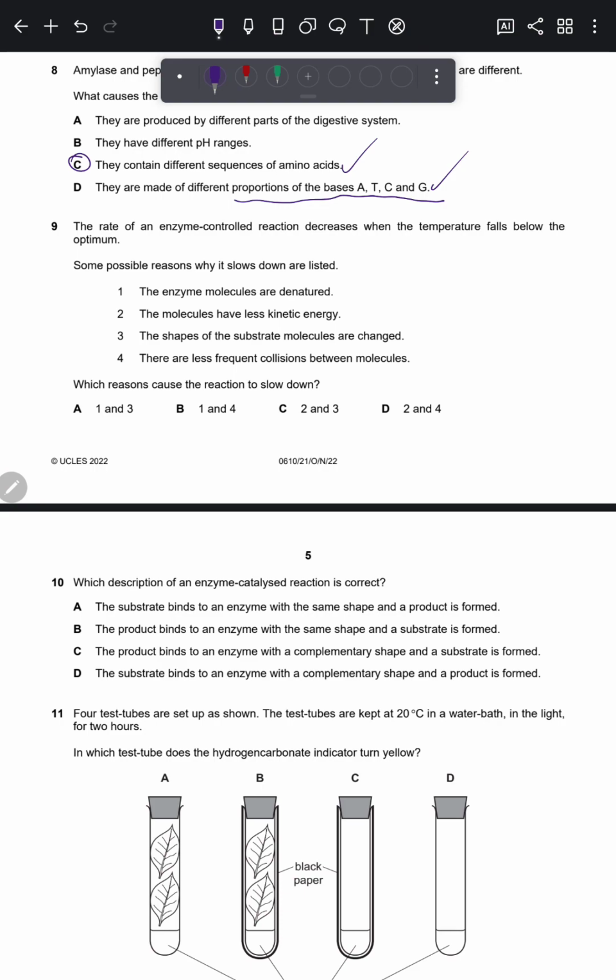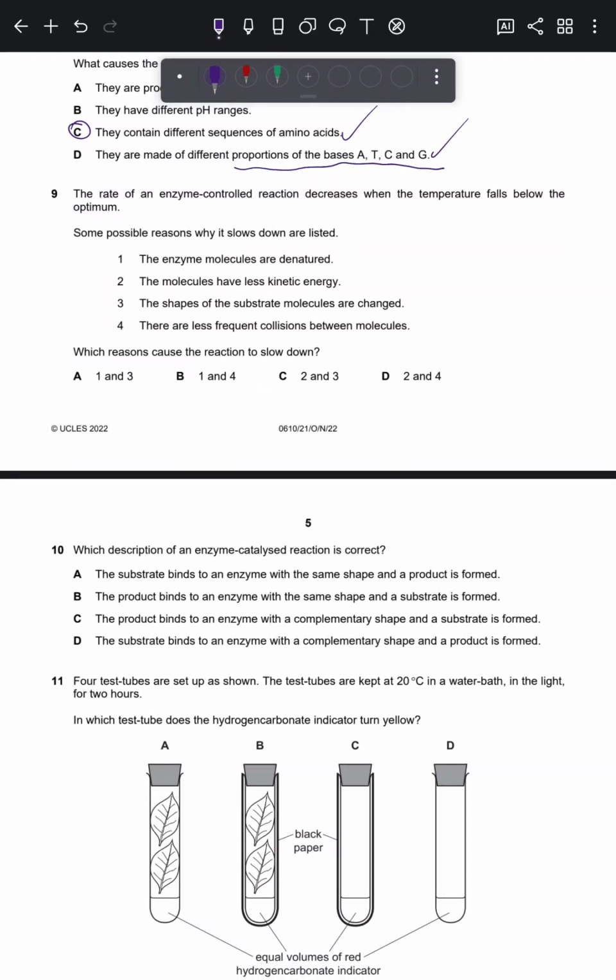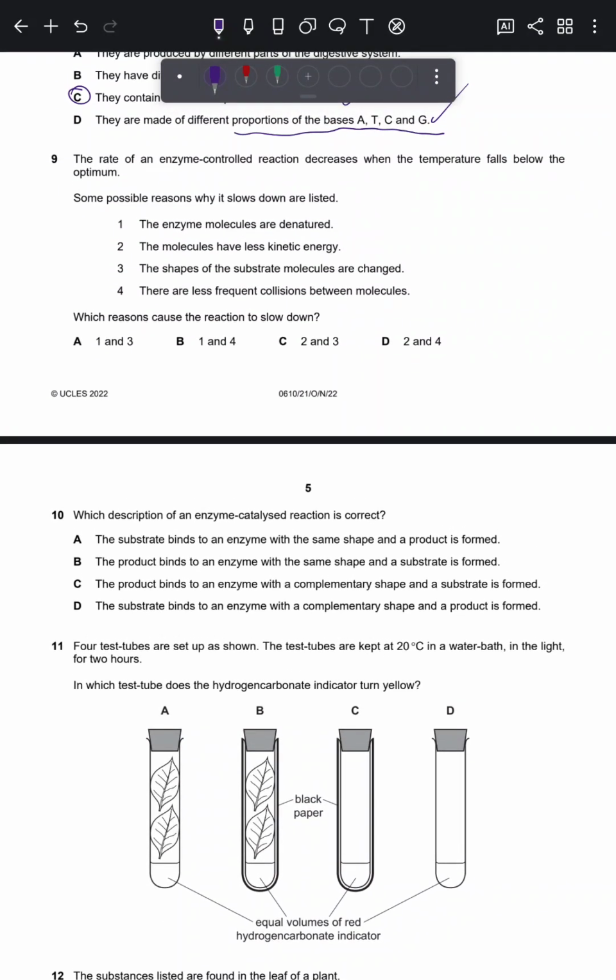The rate of an enzyme-controlled reaction decreases when temperature falls below the optimum. Some possible reasons why it slows down are listed. Enzyme molecules are denatured. Okay, so when temperature falls, enzymes are not denatured, but okay. Molecules have less kinetic energy. Yep, that sounds like something that would decrease the rate of reaction.